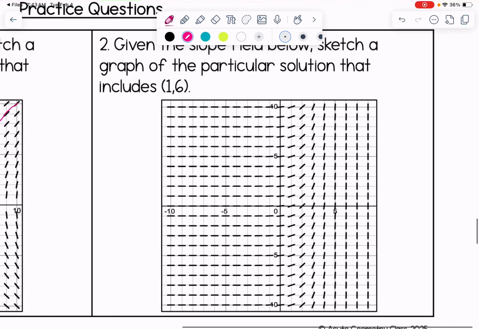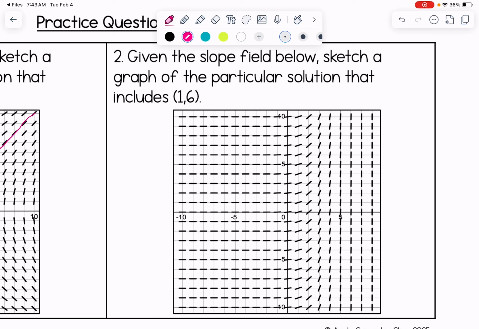All right, and number 2, we're going to sketch a graph of the particular solution that includes 1, 6. So if I plot the point 1, 6, I'm now going to connect some of the surrounding slopes, and I want to make sure that it goes through 1, 6. And I can tell here definitely the graph of this original function has to be exponential by the way this slope field looks.